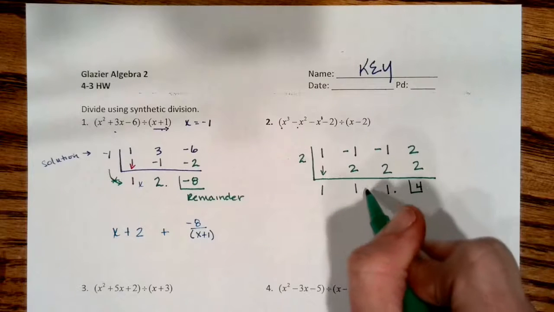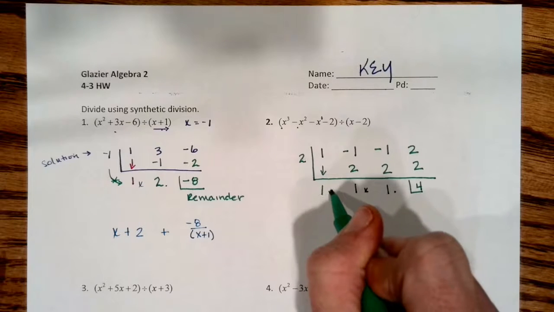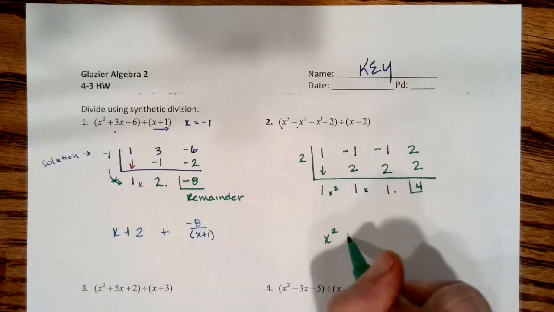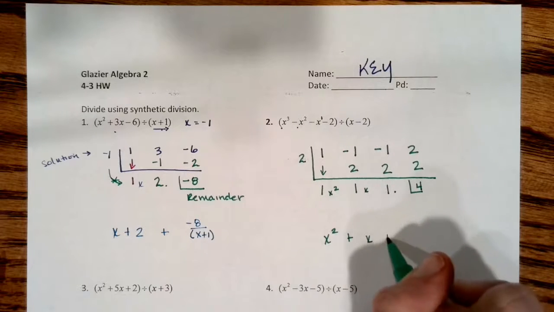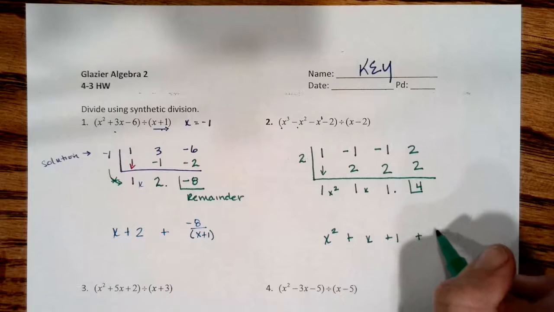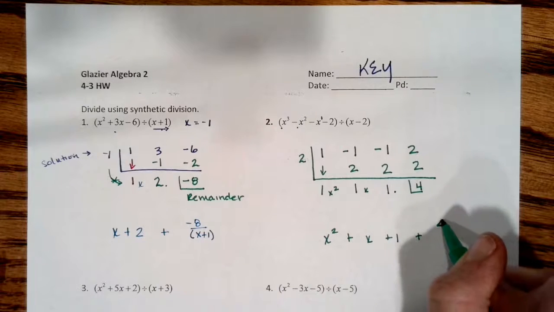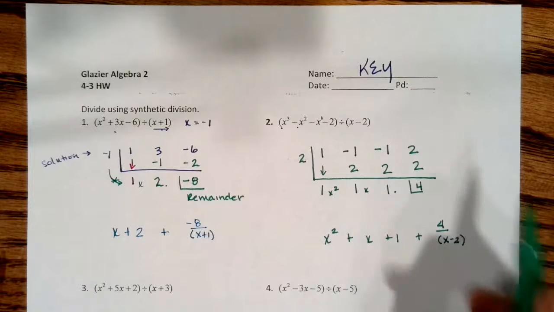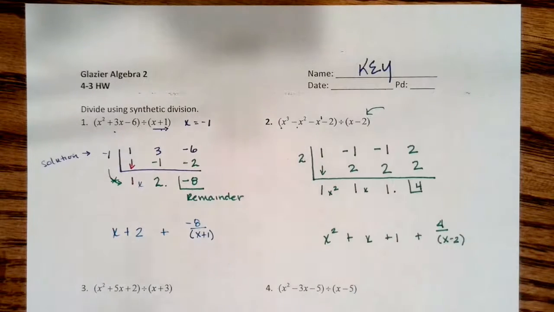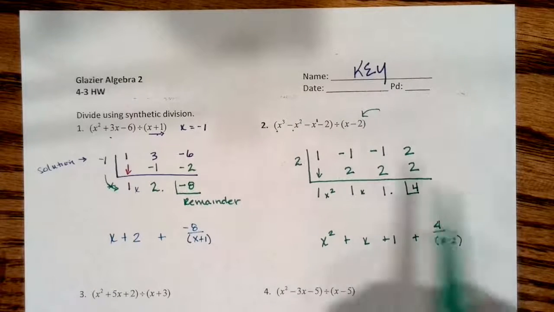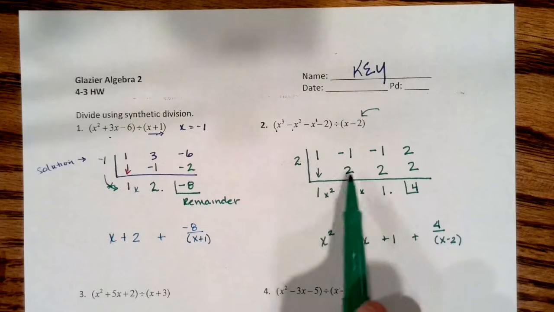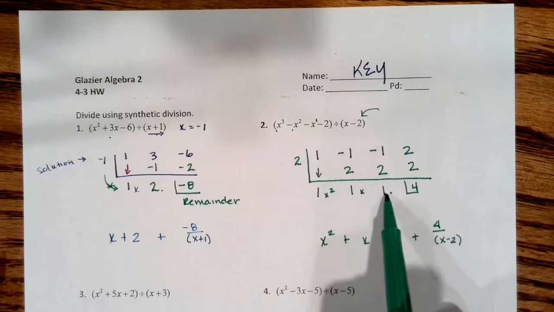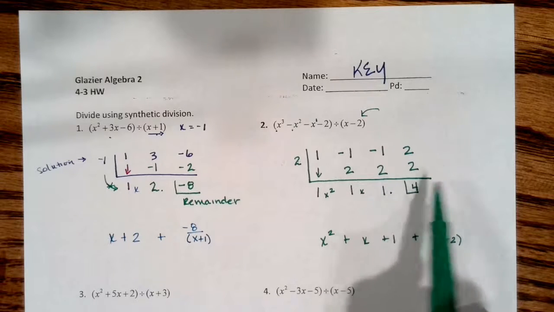Here's my constant, here's my x term, and here's my x squared. So my quotient is x squared plus x plus 1 plus a remainder of 4 over x minus 2, which is what my divisor was. So that's 1. 2 times 1 is 2. +1, 2, +1, 2 with a remainder of 4.